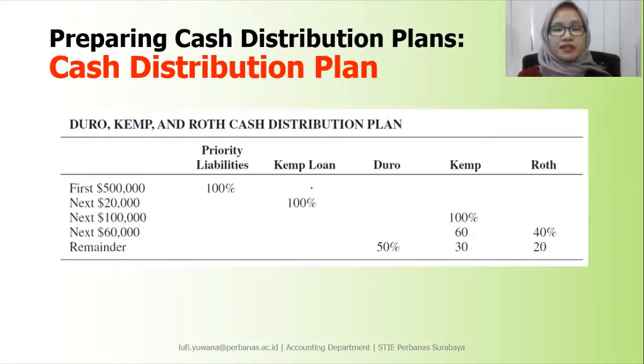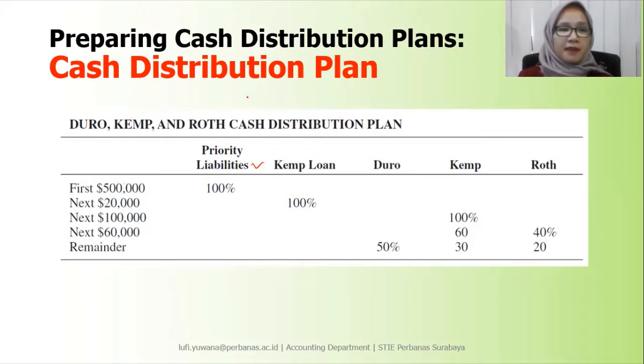So here, we are still using the previous information about the questions or the other information related to the case to determine the percentage. Here, we have to remember that besides the capital for each of the partners, the partnership also has the liabilities and the Cam loan. The liabilities are actually the liabilities to the non-partners or other parties, and the Cam loan is the partner's loan or partner's liability, which means that the loan comes from the partner itself.